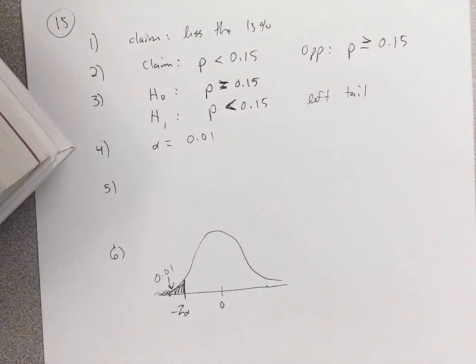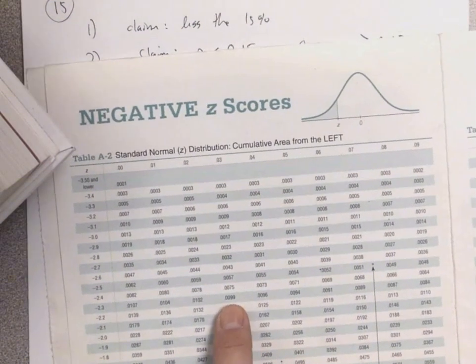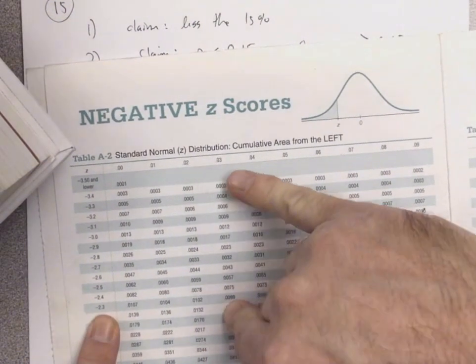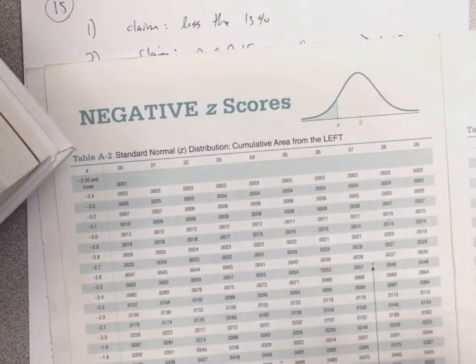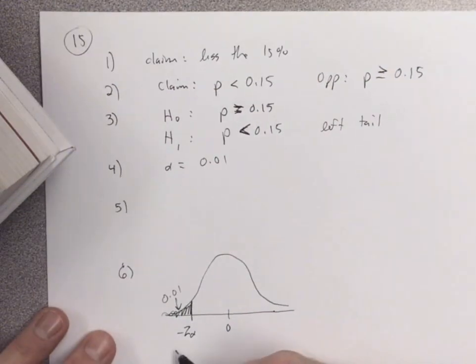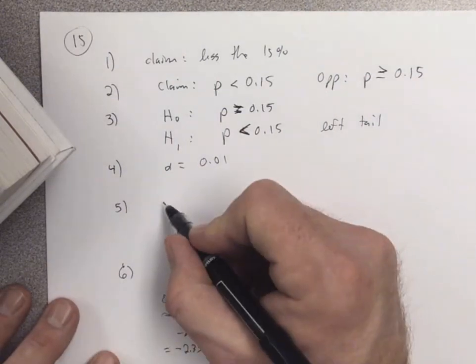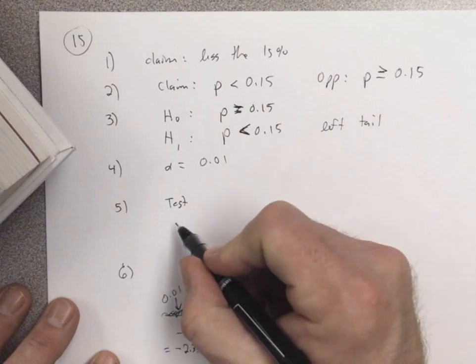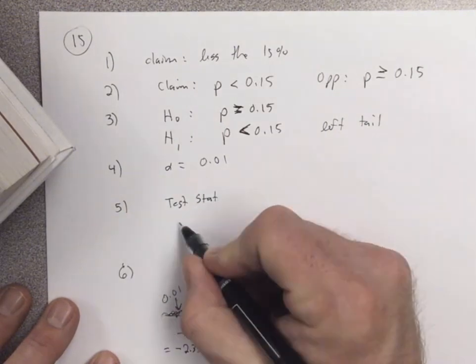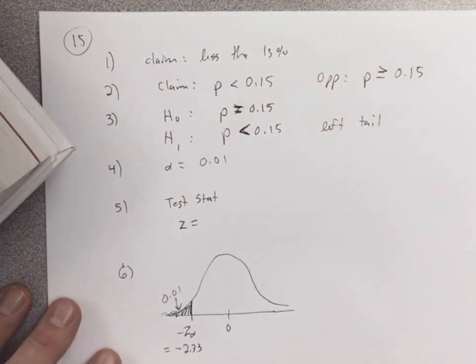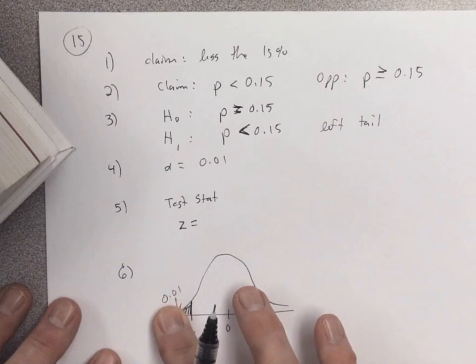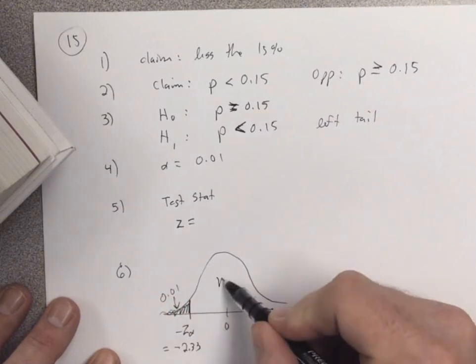So, I didn't point it out. My 0.0099 maps to what z-score? Negative 2.33. So this is equal to negative 2.33. All right, now I need to find my test statistic. My test statistic is a z-score that's going to live either in the alternative area or in this null area.